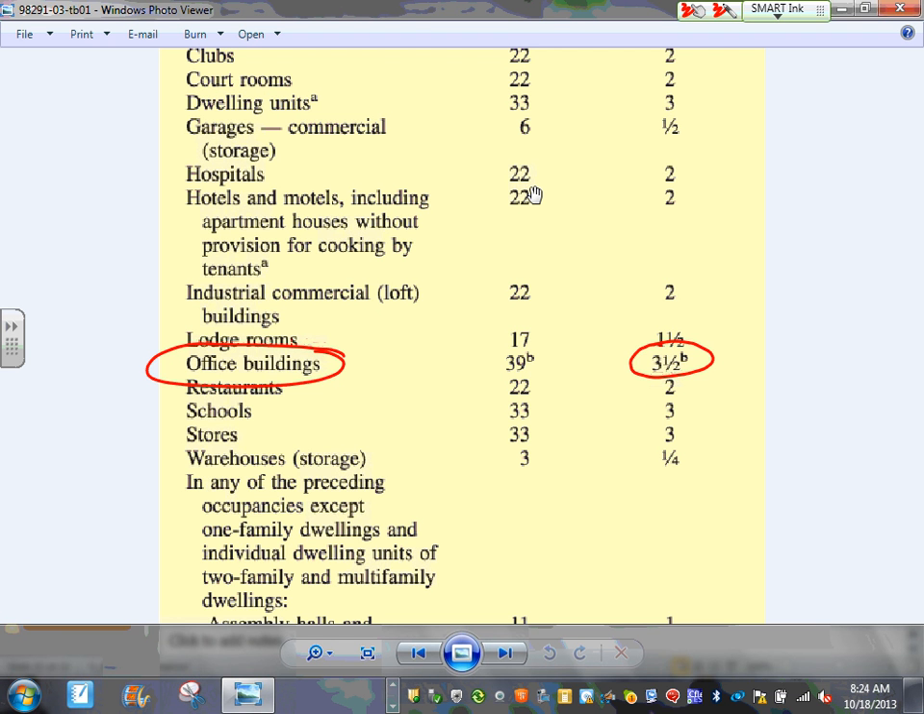The connected load, whichever is larger. Warehouse storage: can you see when they were talking about warehouse storage, they're allocating 1/4 of a volt amp. What do you do in a storage area? You don't need to do a whole lot of things.